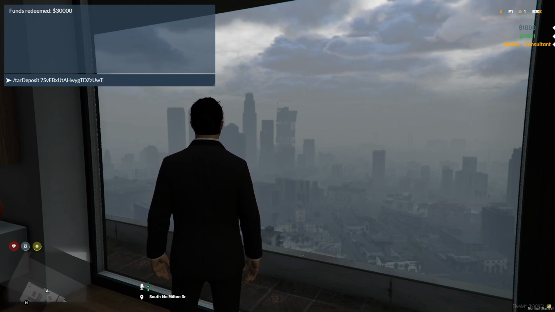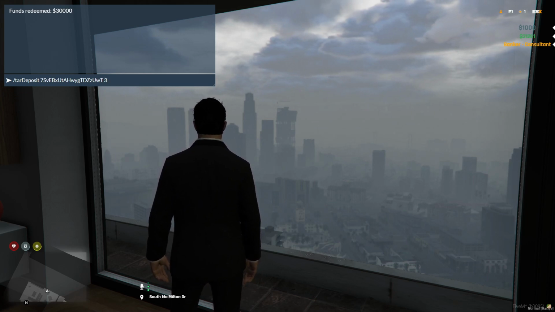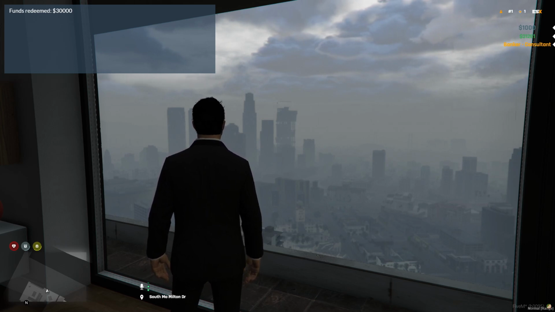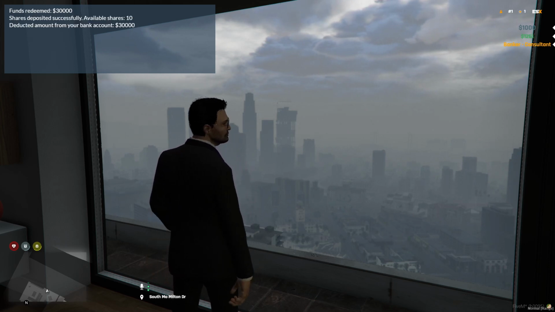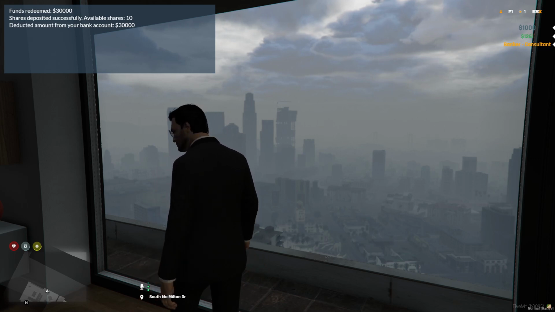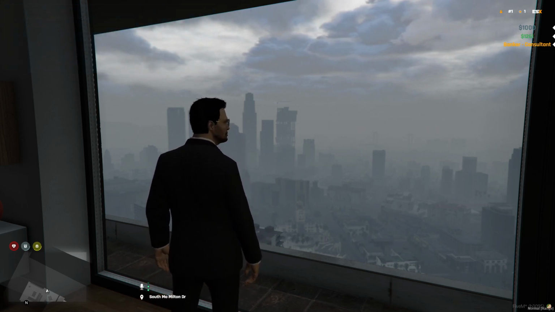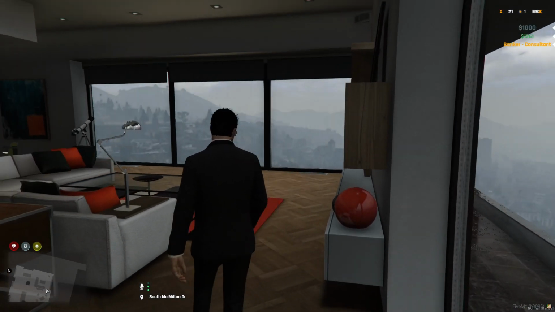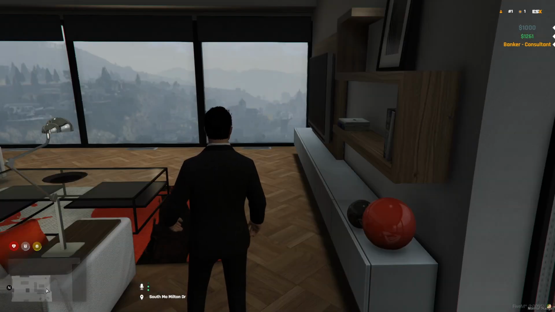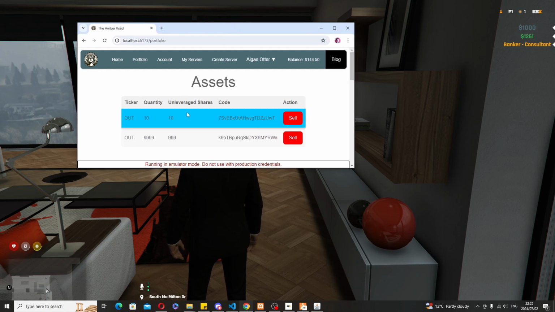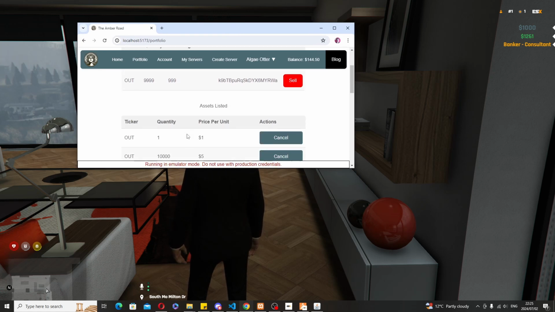Then we add our code and how many we want to deposit. So say 3 shares because we want to maybe sell all of them. Now, as you can see in our bank account, it has withdrawn the $30,000. And then if we go take a look at our shares, you will see that we have 10 back of unleveraged shares. So then we can start selling them.